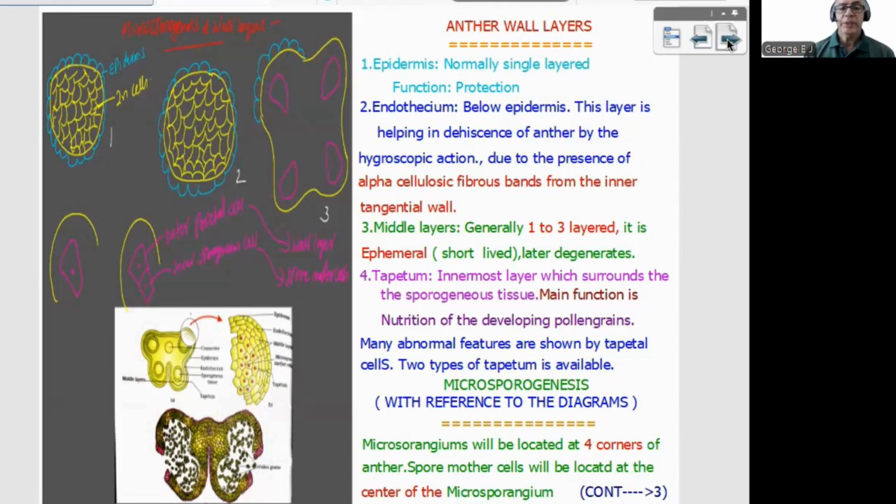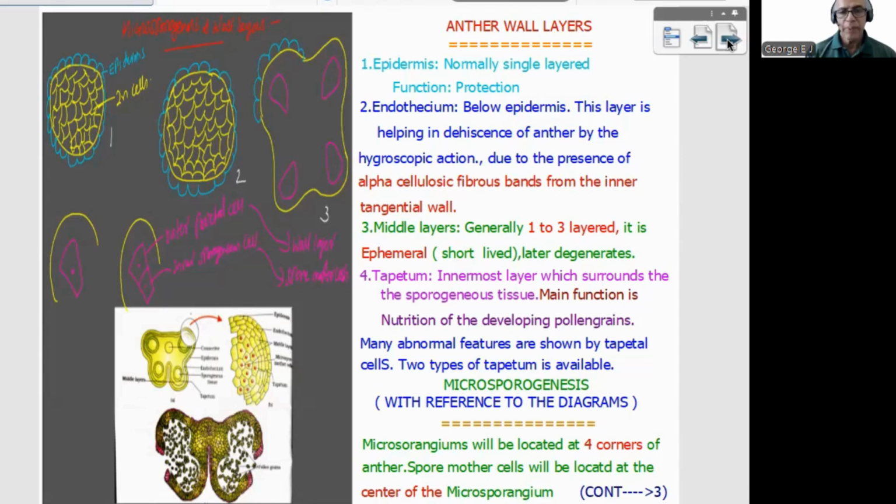Now, the first layer, the outer layer, is called epidermis. Epi means above, dermis means layer. Normally it will be single layered. Since it is epidermis, the function will be protection. The second layer is called endothecium. Endothecium is below the epidermis, and this layer has a major function: it helps in dehiscence of the anther. Dehiscence means splitting open. And how does this anther split open? By hygroscopic action. What is meant by hygroscopic action? Taking water in and out.